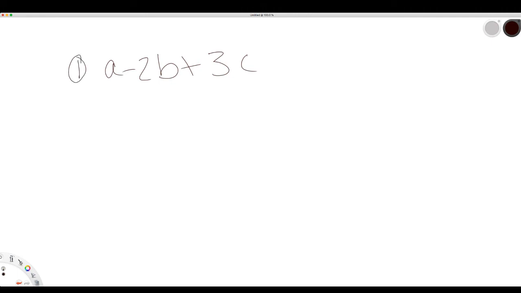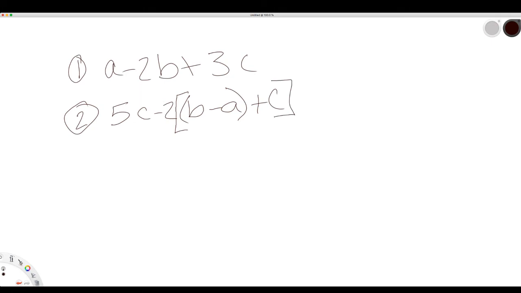Let me do problem number 2 here. We'll do 5c minus 2. And I'm going to put a bracketing symbol here, and then an open parentheses, b minus a, close parentheses, plus c. And then I'm going to close it with a bracket here. And you may be thinking, well, what do we do here? You didn't go over this.